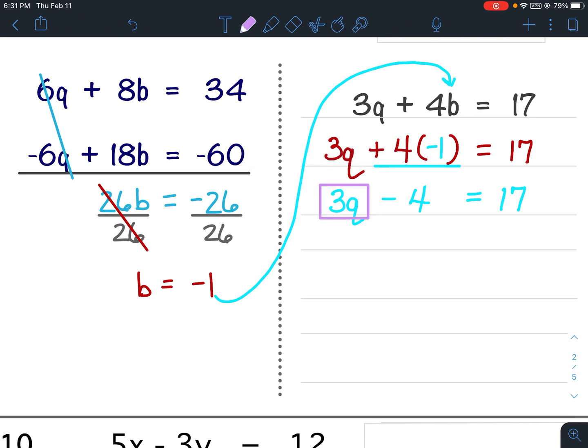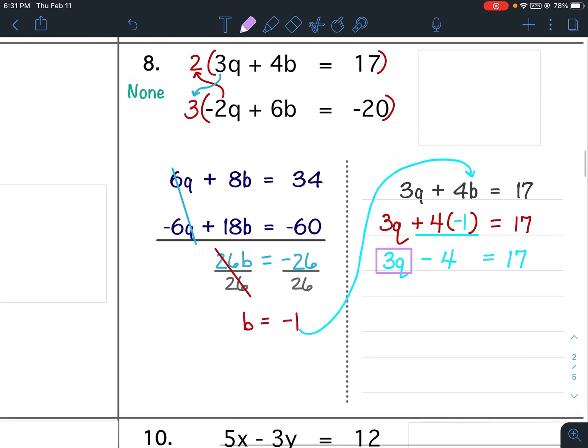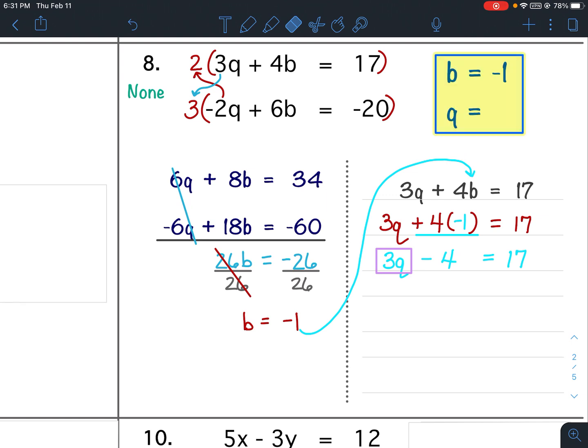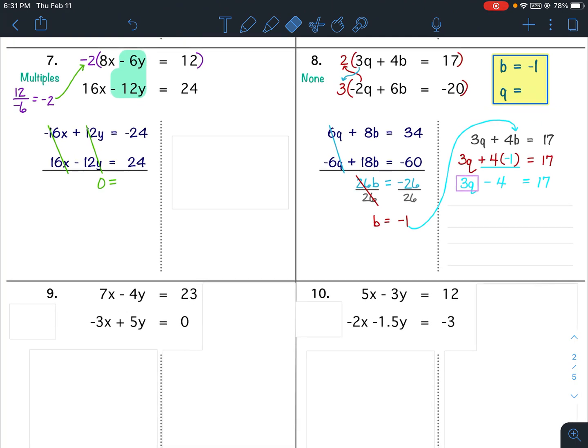And you're on your own for the rest. We've been solving two-step equations since the beginning of the year. So you're on your own, finish solving that equation, and when you're done, we're going to go in alphabetical order. So we're going to put b equals negative 1, and you're going to determine the value of q. All right, so that is it for questions 7 and 8. If you have any questions, please let me know.